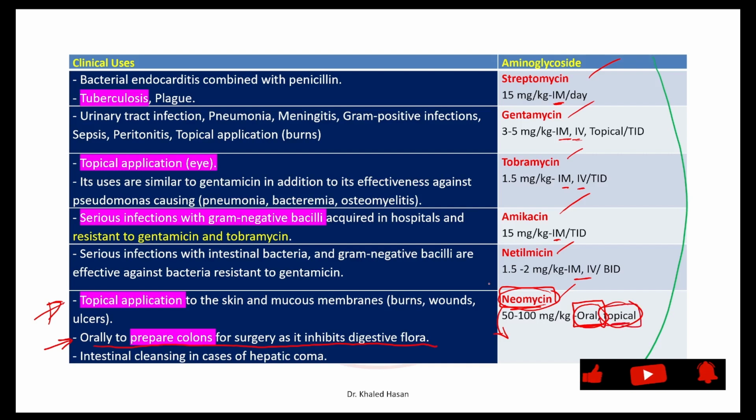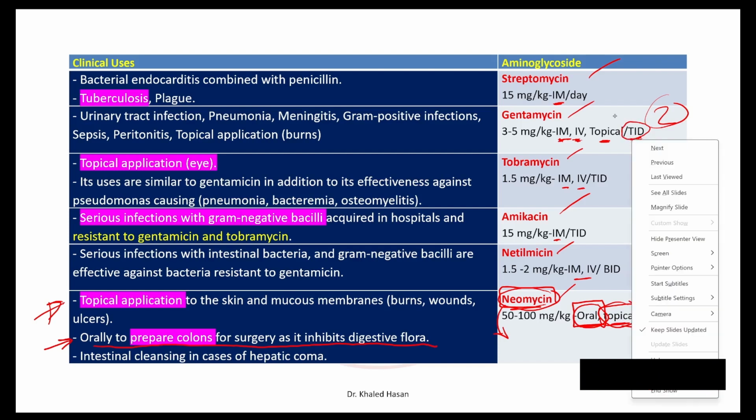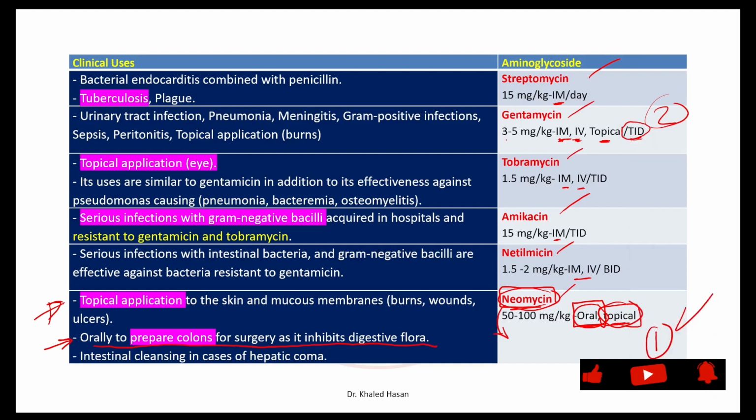So we discussed neomycin. Moving to the second most popular one, the second one, we have gentamicin. It is a popular medication that could be prescribed intramuscular or IV. We also have ointment, for example. If you are going to prescribe the injection, it should be 3 times daily, and the dose should be 3 to 5 milligrams per kilogram of gentamicin.